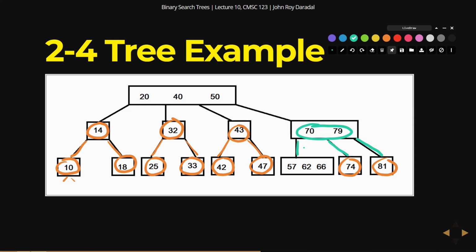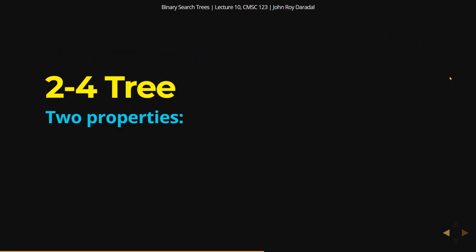For our 2 node, they have 3 children. And then finally for our 3 nodes right here, they have 4 children, which is here, 1, 2, 3, 4. And then another 3 node here, but it doesn't have any children because it's at the bottom level. Okay, so that's an example of a 2-4 tree.